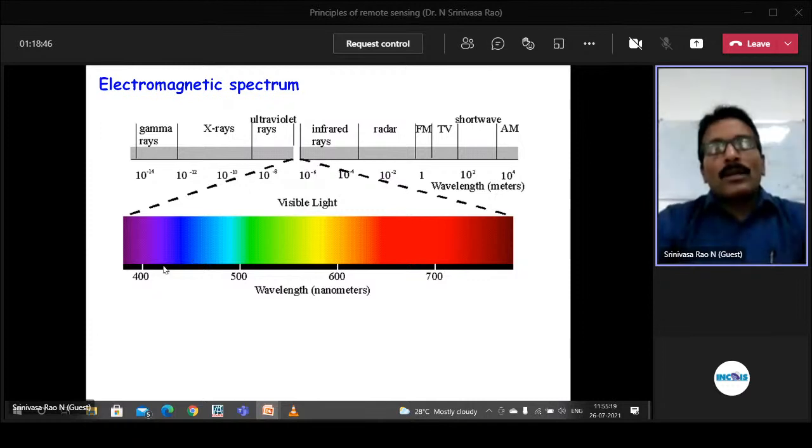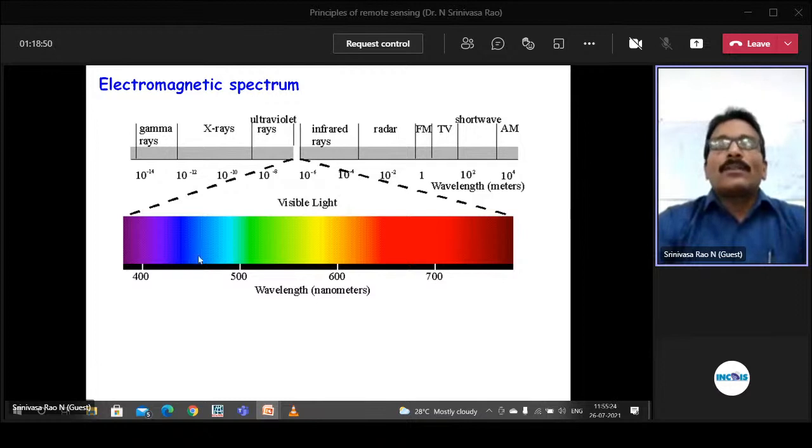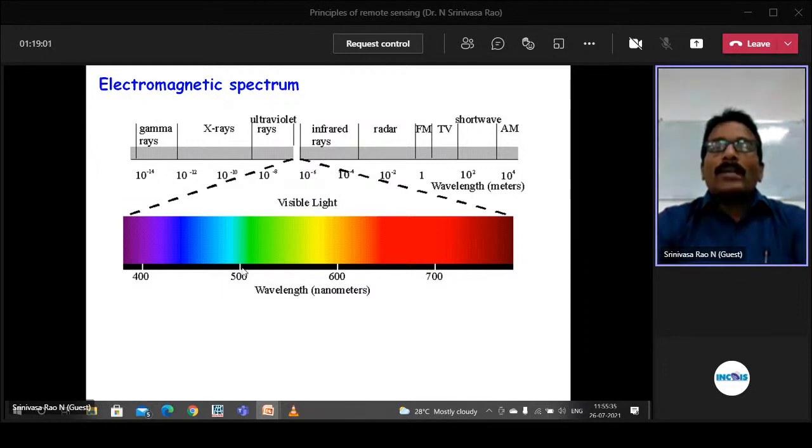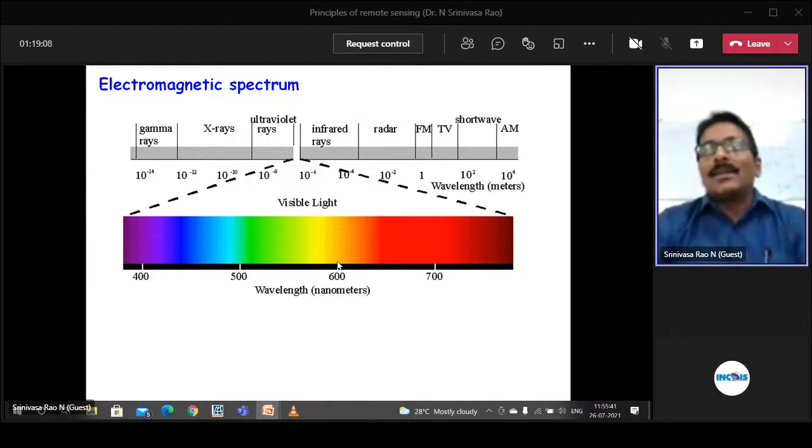So if we are talking about visible light, we are able to see colors. Our visible light we can classify into 3 groups. 400 to 500 nanometers, we call blue light. 500 to 600 nanometers, green light. 600 to 700, red light. These blue, green, red are the primary colors. All remaining colors are combinations of these 3 primary colors only.